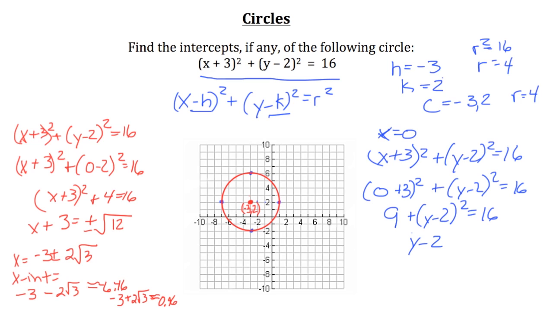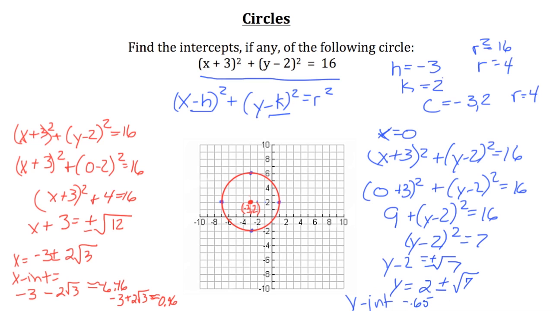(y − 2)², subtracting the 9, equals 7. y − 2, taking the square root, equals the square root of 7. We get y equals 2 plus or minus the square root of 7. So when we go ahead and solve, we find that the y-intercepts are 2 minus the square root of 7, which is approximately equal to negative 0.65.